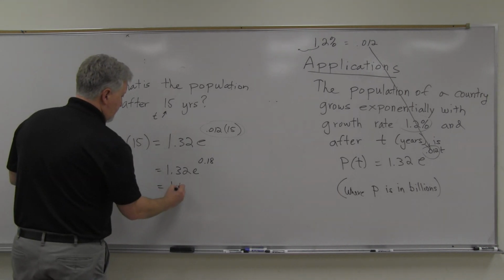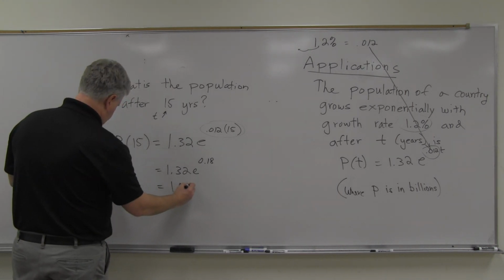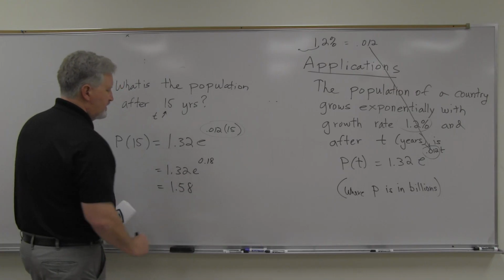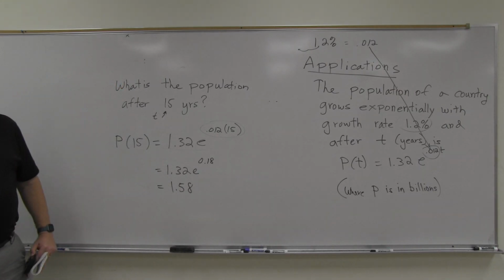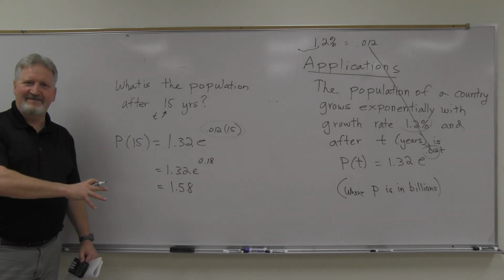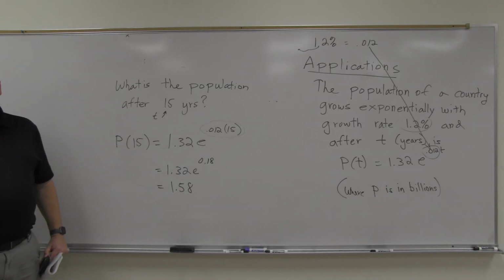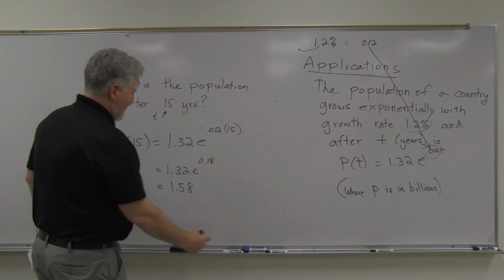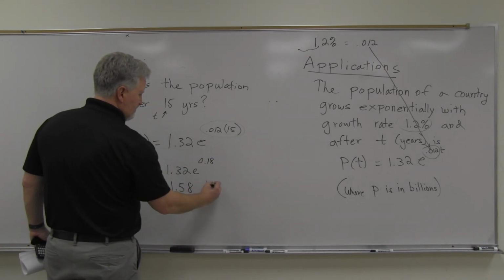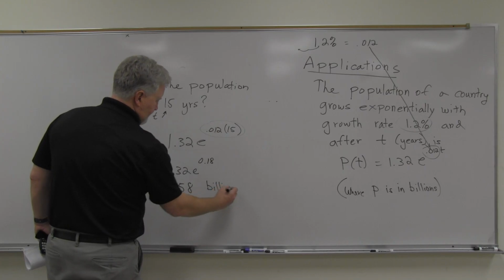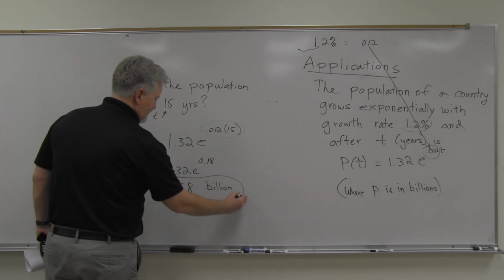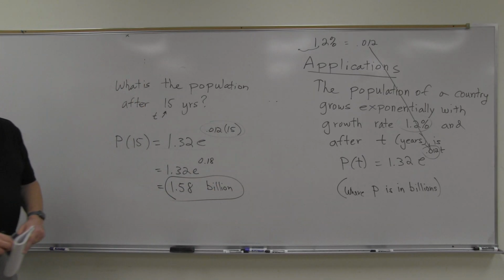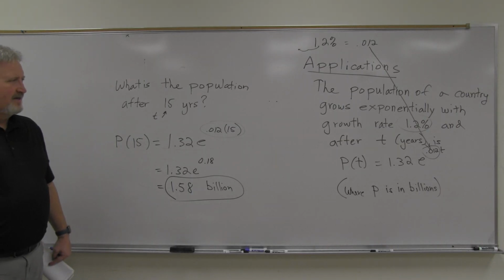1.58 is what the equation gives me to 2 decimal places. That's my population from the equation. Now, of course, it doesn't make sense that the country would only have 1.58 people, so that is 1.58 billion people. It's a fairly large country, not quite United States size, but yeah.